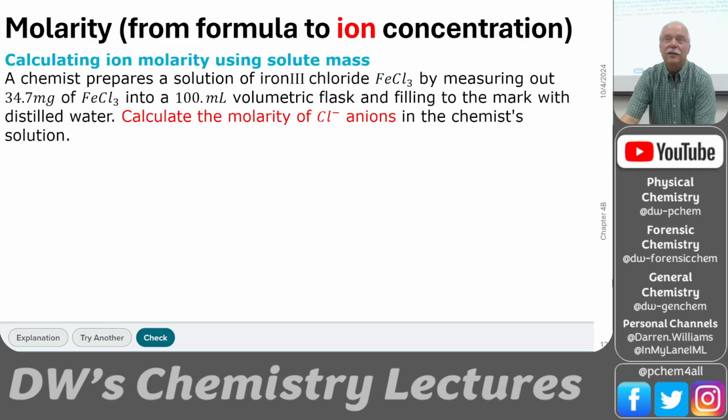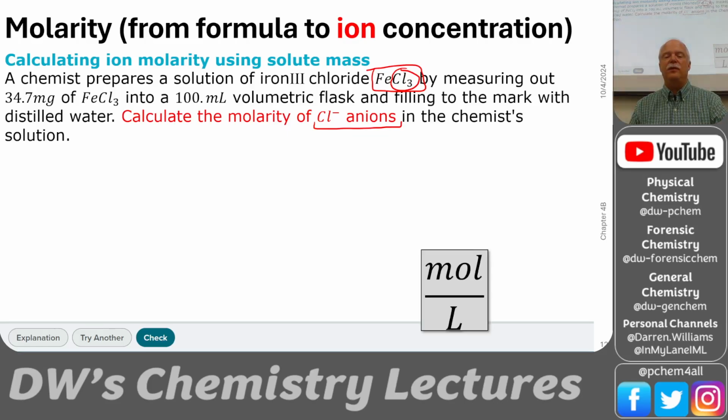Okay, now this one has another twist. So now all of these get a little bit more complicated. This chemist is preparing a solution of iron 3 chloride, measuring out a certain mass of iron chloride into a 100 ml volumetric flask, filling to the mark with distilled water. And now this is asking you to calculate the molarity of the chloride anions. So it's not asking you for the concentration of the whole thing. It's asking just for the chloride. Do you see that 3? It's Cl3. That's going to play a role.